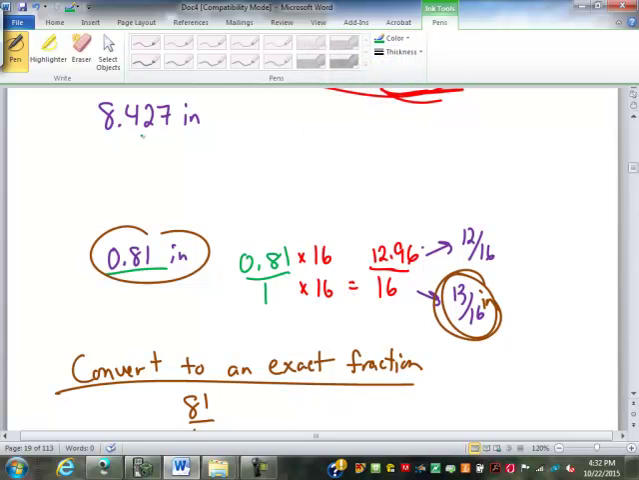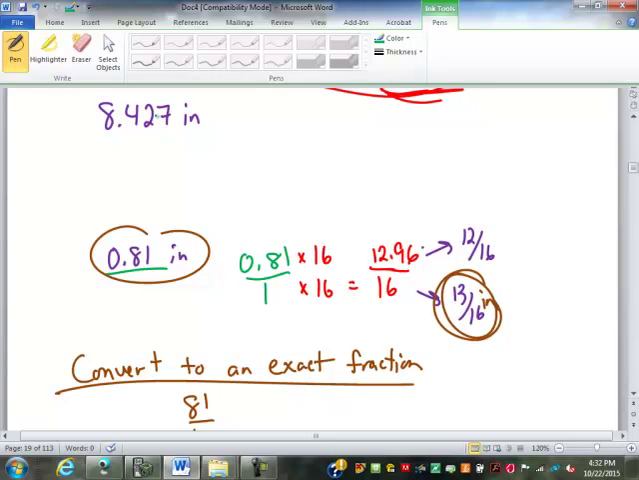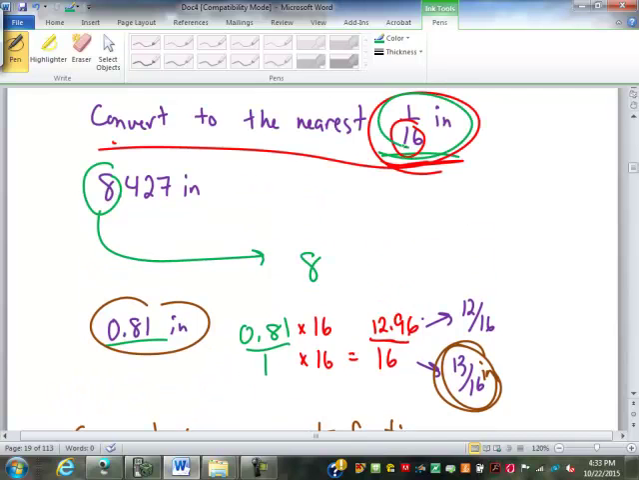So the 8.427, now just like any other converting decimal to a fraction or mixed number, the part in front of the decimal point, the 8, is just going to stay a whole number. That's 8. It's the part after the decimal point, 0.427. And since we're going to a specific denominator again, the 16th, we're going to leave that as 0.427 and just put it over 1.